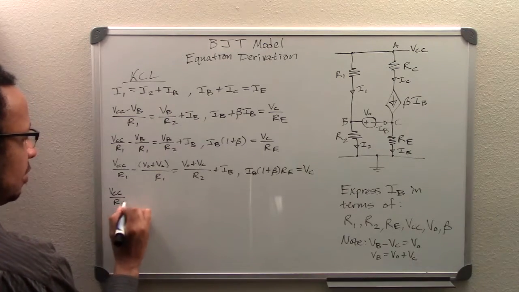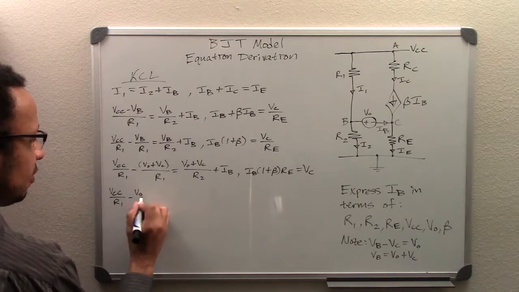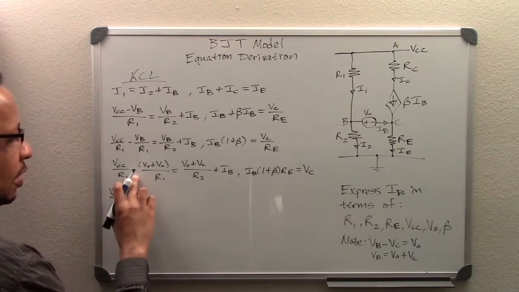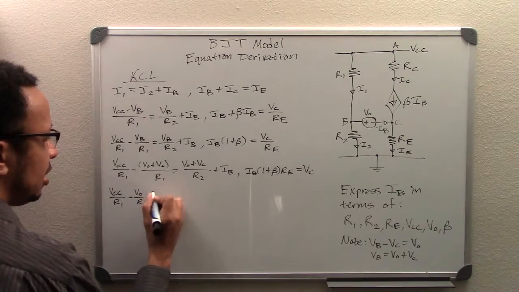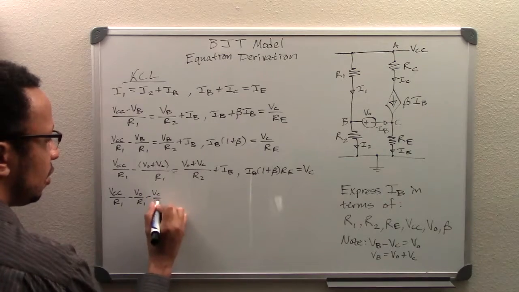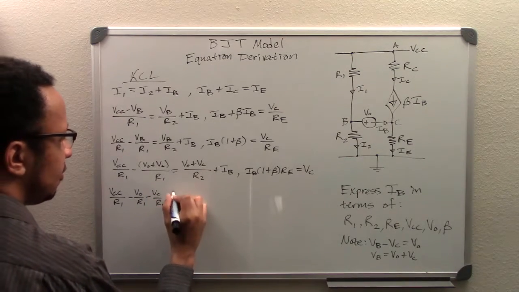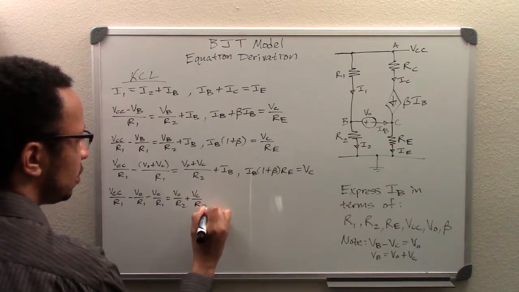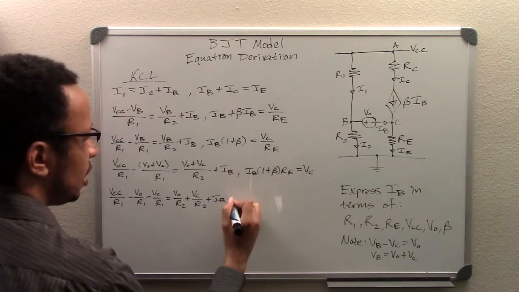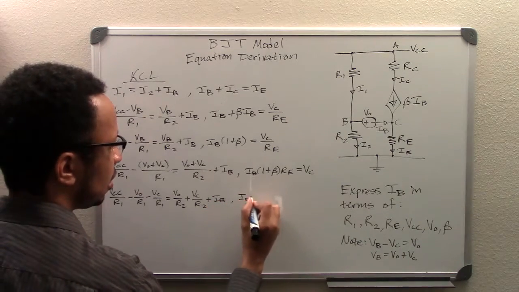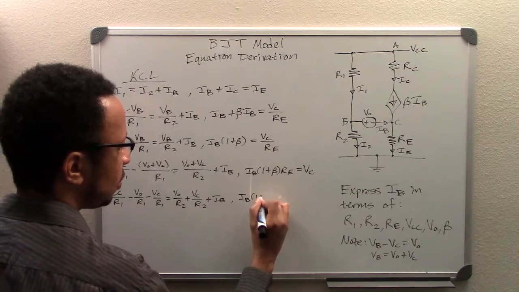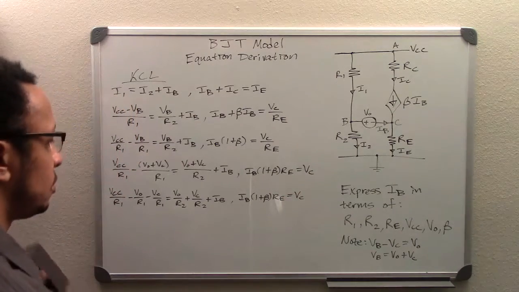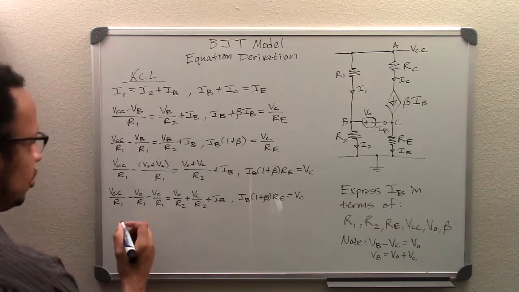VCC over R1 minus V sub 0 over R1 minus, I have to distribute that negative in the front there, minus VC over R1 equals V sub 0 over R2 plus VC over R2 plus IB. And the equation we're going to use in our substitution is IB times 1 plus beta times RE equals VC.